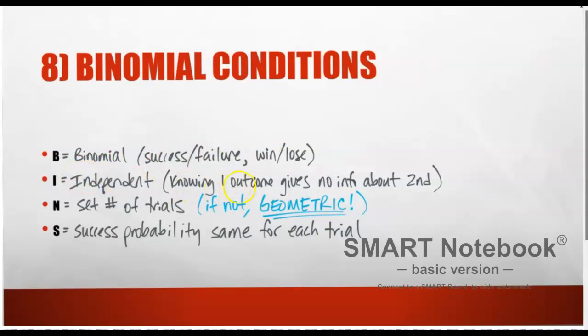Independent, knowing one outcome doesn't affect the other. With bins, this was for binomial, because you've got a set number of trials, and in there you've got a host of successes, unlike geometric where you run through all the failures till you get to your first success. And then the success probability is the same probability.